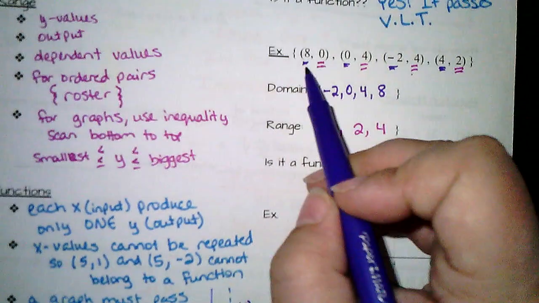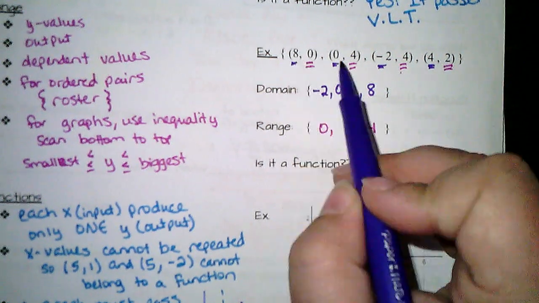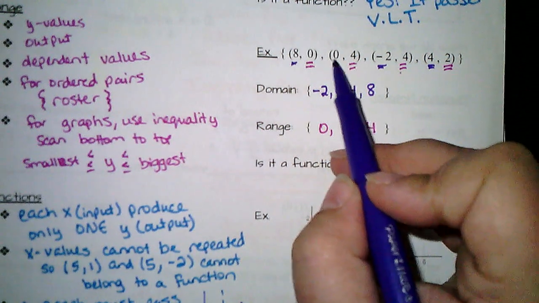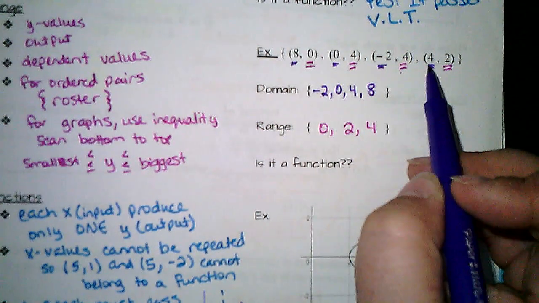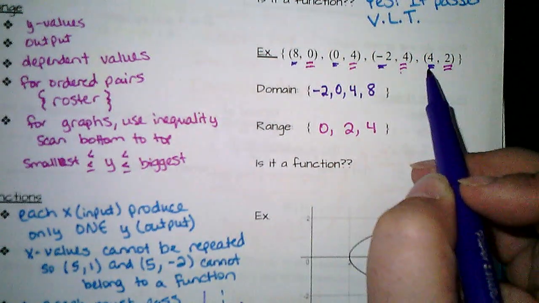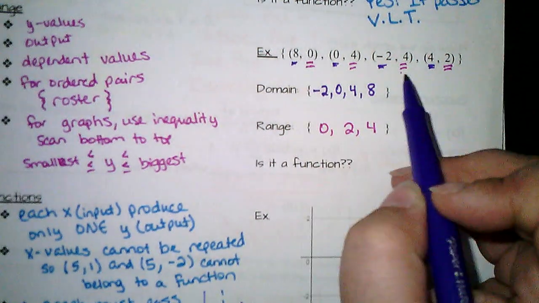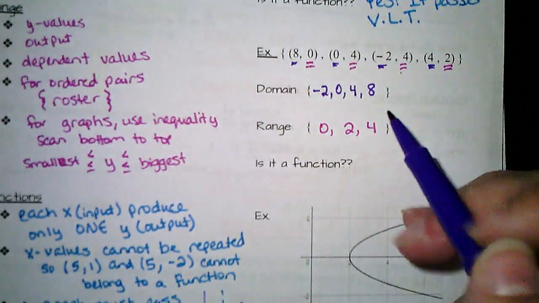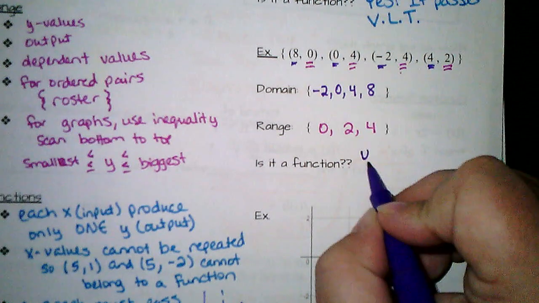So I need to look and see if any of my x's get repeated. So 8, does it happen again as an x value? Nope. Move on to 0. Any of my other x values 0? Nope. Negative 2. Any of the other ones negative 2? Nope. Positive 4. Any of my other x's? So on the left, positive 4? Nope. So is this a function?